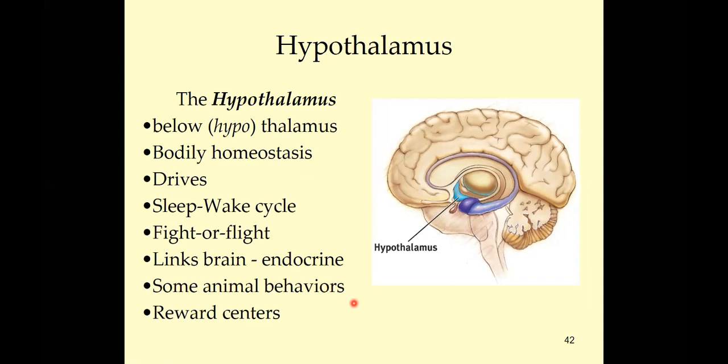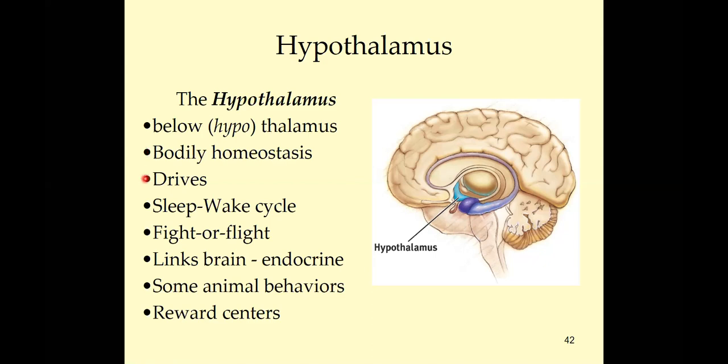Then we move to the hypothalamus. Hypo means below, and as you can see in the illustration here, this is found below the thalamus. The hypothalamus is not very large, but it participates in many, many functions. For one thing, it's involved with enabling us to maintain bodily homeostasis. In other words, to keep various bodily functions within the proper range, to keep our blood pressure within the proper range, to keep our body temperature within the right range, and so forth.